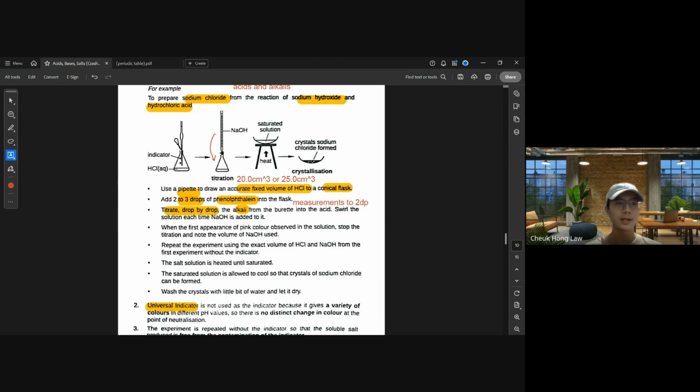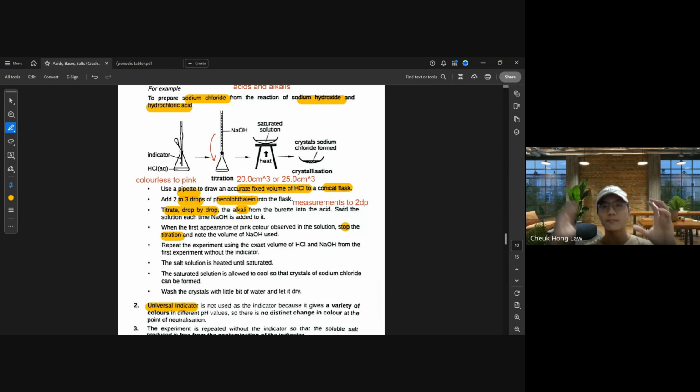So for phenolphthalein, the color change is colorless to pink. In acid, it will be colorless, and once it becomes neutral, it will become pink. So once you see the pink color, stop the titration. You stop the titration because that is the exact amount of sodium hydroxide you need to make pure sodium chloride.